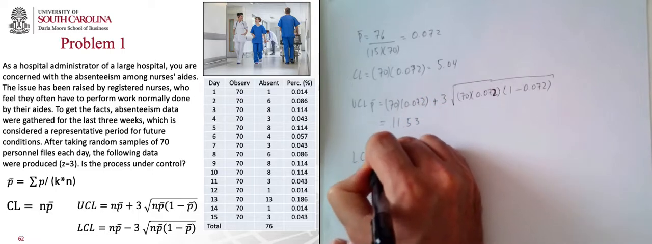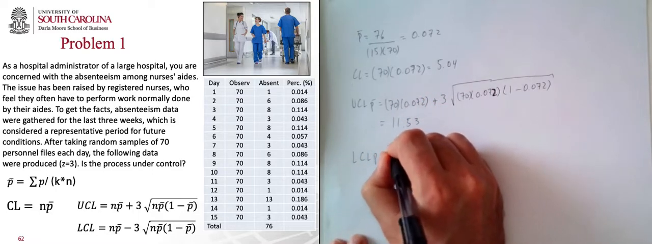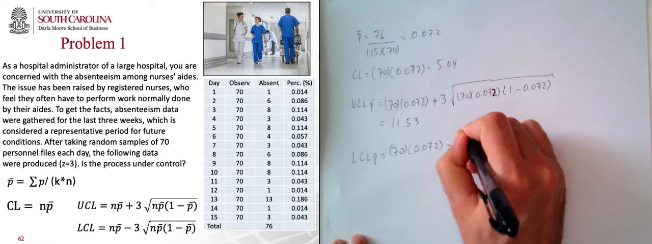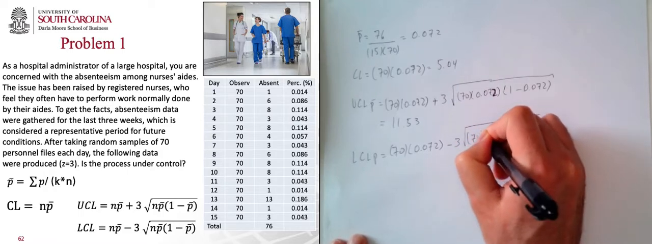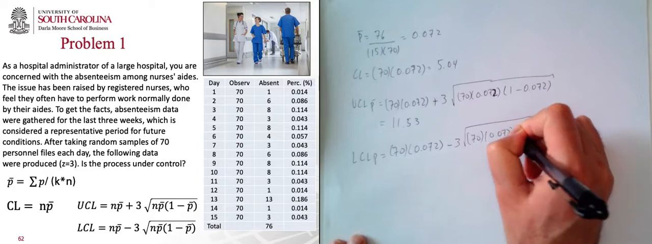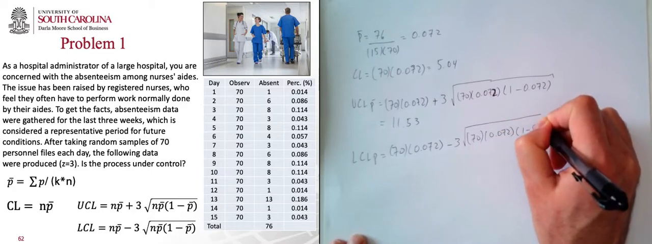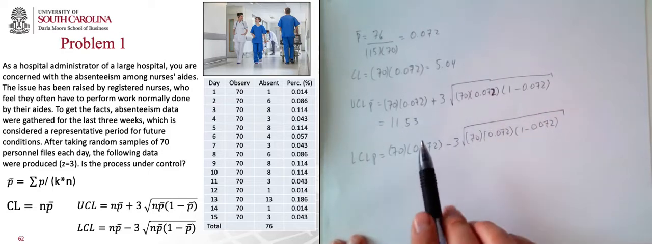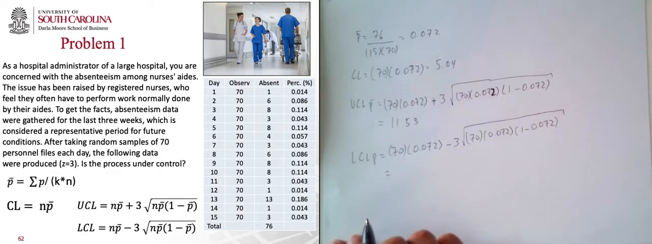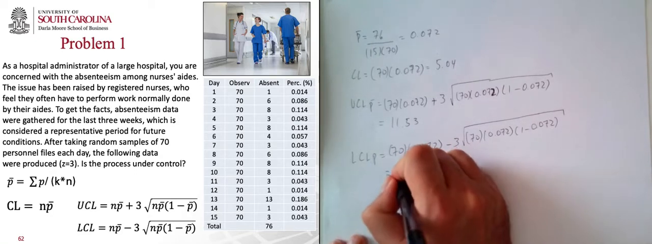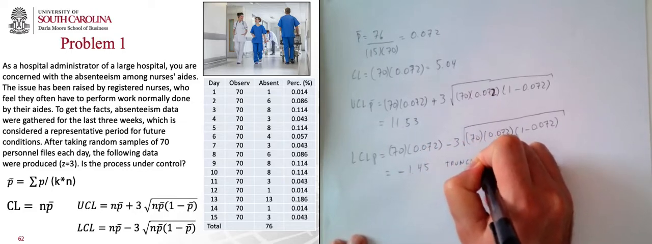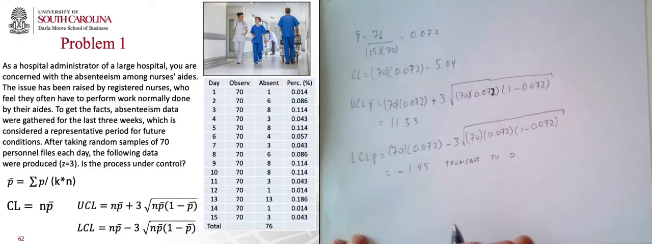11.53. Our lower control limit for NP is going to be the same, 70 times 0.072 minus 3 times the square root of all this. So I'm just copying from the one that we just did before, right? It's 3 plus or minus the control limits. And that gives us minus 1.45, which we will truncate to 0. So that's our lower control limit.